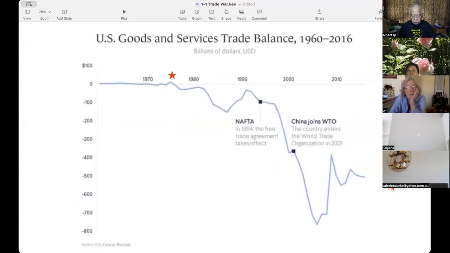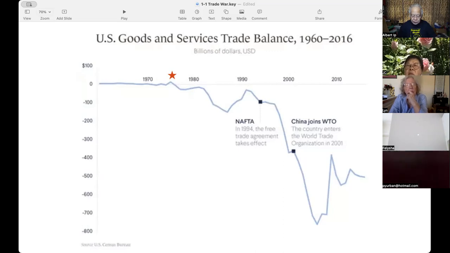This is a curve indicating the trade balance of the US between 1960 and 2016. We see that before the middle of the 1970s, around 1975 or 76, the United States started to have a trade deficit, represented by the curve moving downwards. And before that, the United States had been keeping a slight trade surplus.